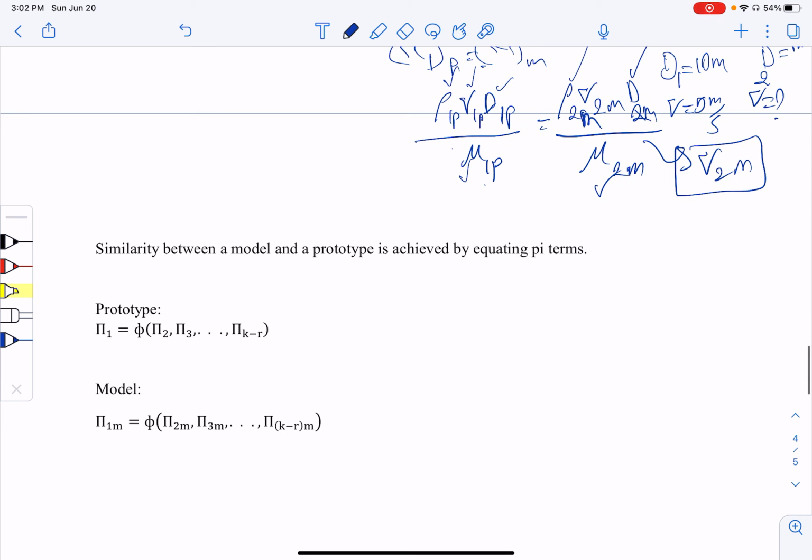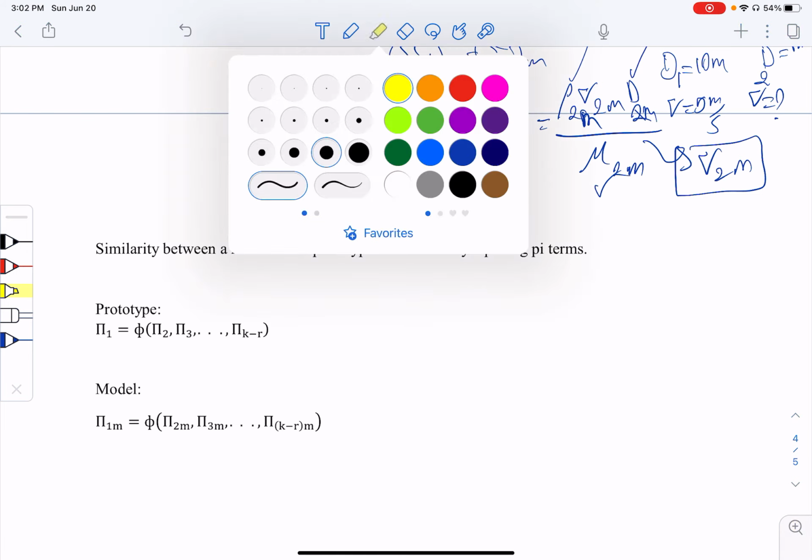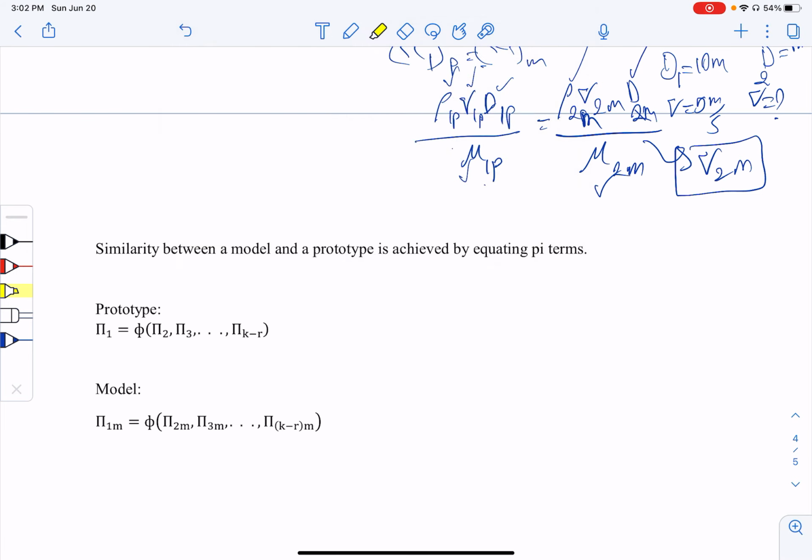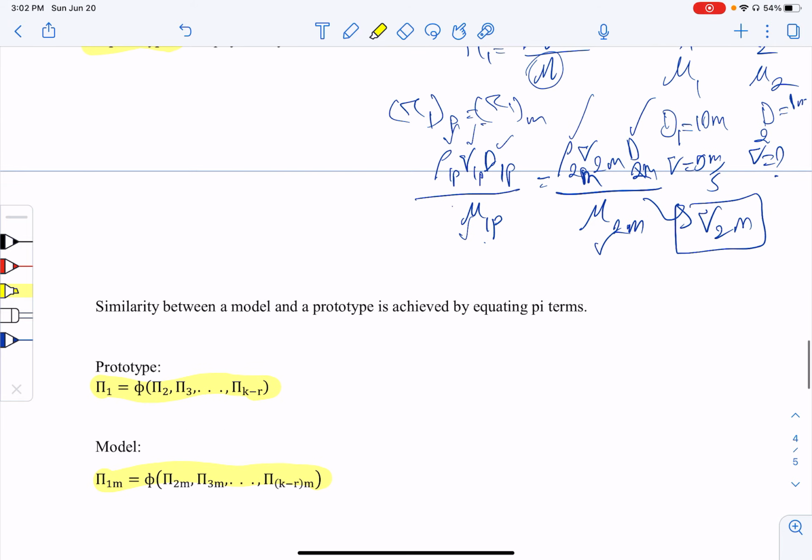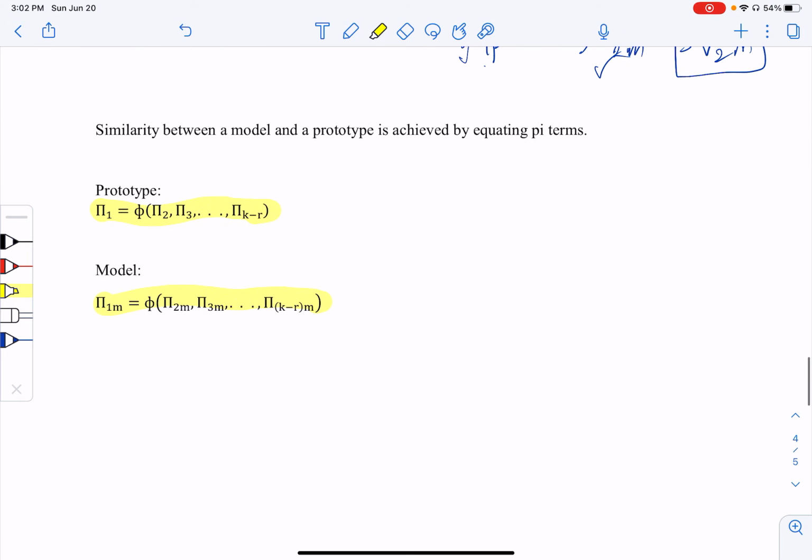This is how we connected the pi terms together. Let me just highlight these two, finishing here. I'm going to solve one question of it in the next video.